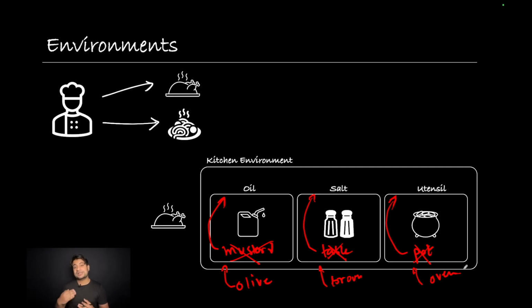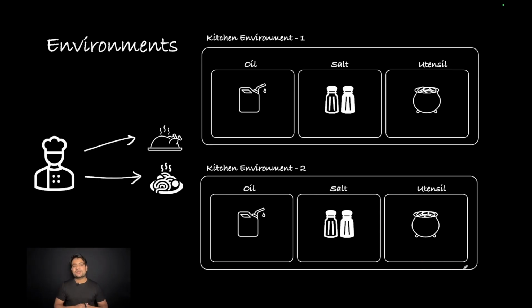Now if I have to make butter chicken again the next day, I need to again reinstall or refresh the versions of these oil, salt and utensils. What is the solution to that? The solution to this is you can have two different kitchen environments. So one section of the kitchen which contains mustard oil, table salt and pot. Another section of the kitchen which contains olive oil, brown salt and oven as utensil.